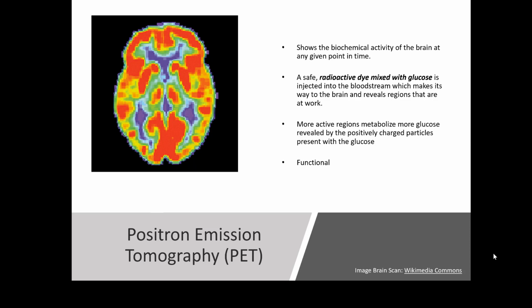The next one we'll look at is positron emission tomography, or the PET scanner, which produces a functional image and shows the biochemical activity of the brain at any given point in time. A safe radioactive dye mixed with glucose is injected into the bloodstream, which makes its way to the brain and reveals regions that are at work. More active regions metabolize more glucose, revealed by the positively charged particles present with the glucose, and represented on the scan by the areas that are most bright.